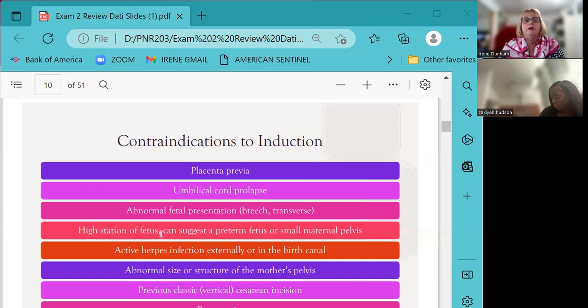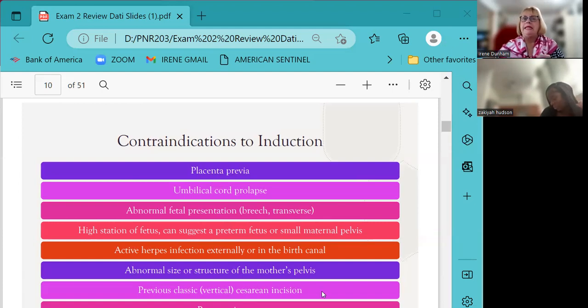Abnormal size or structure of the mom's pelvis. We just talked about that. And a previous classical cesarean incision. Can never do an induction. Write this down. You can never give Pitocin to a VBAC. A VBAC is a vaginal birth after cesarean. You don't ever give Pitocin because you can rupture their uterus.